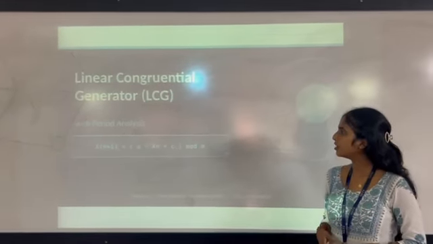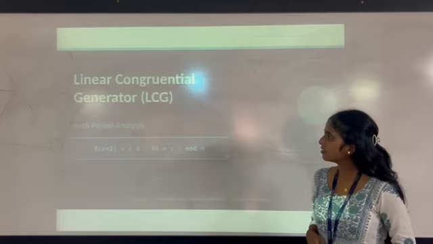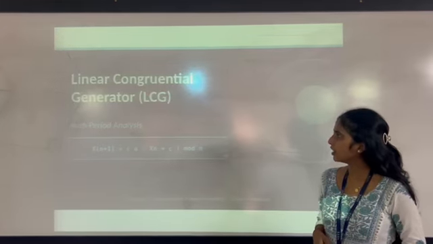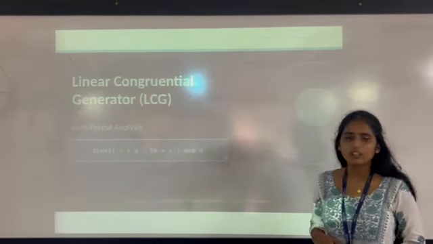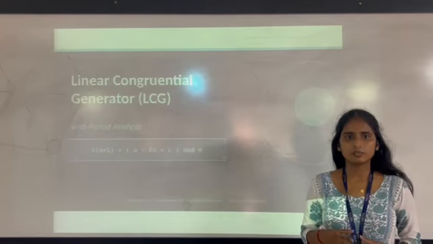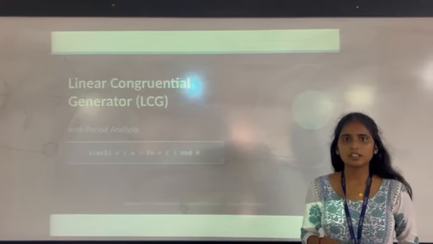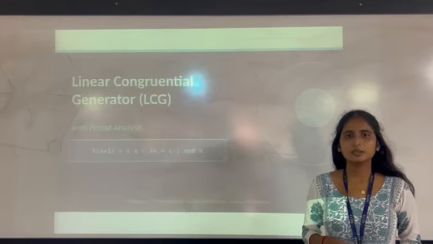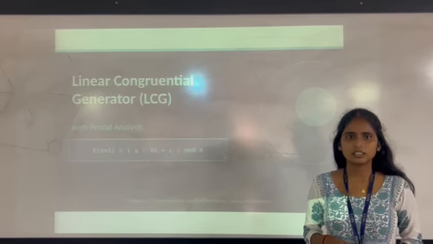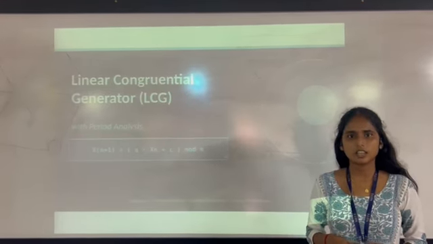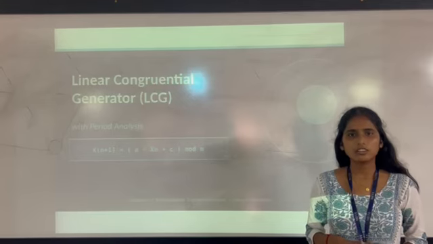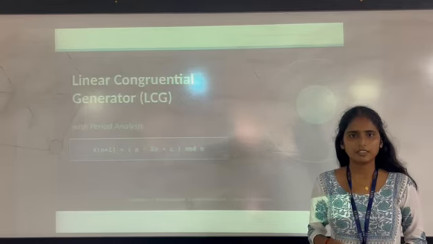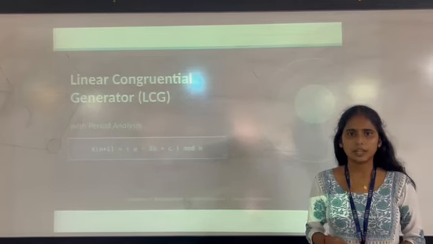The general formula of LCG is x of n plus 1 is equal to a xn plus c mod m, where xn is the current number, a is the multiplier, c is the increment, m is the modulus, and x0 is the seed or starting value. The quality of random numbers depends heavily on the choice of these parameters.